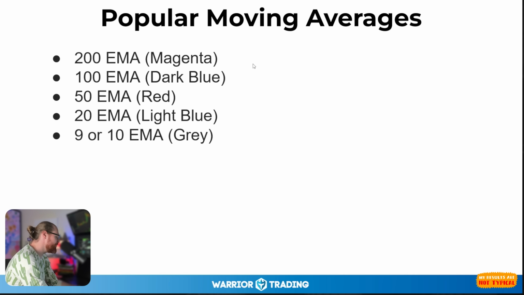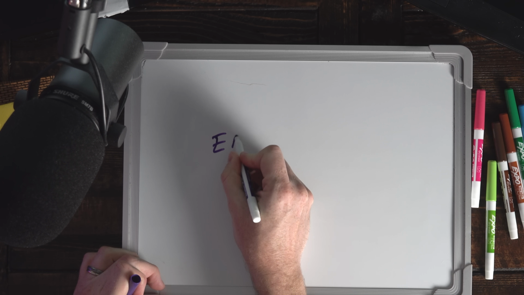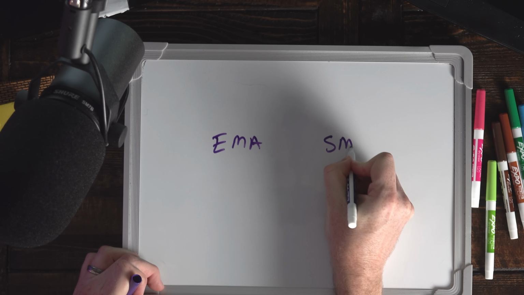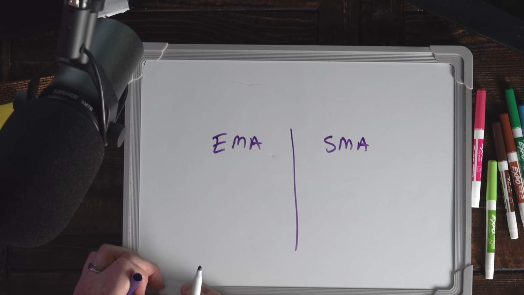So the popular moving averages include the 200 EMA, the 100 EMA, the 50 EMA, the 20 EMA, and then the 9 or 10 EMA. Now, there's really two types of moving averages. There's the EMA and there's the SMA. So the EMA is the exponential moving average.